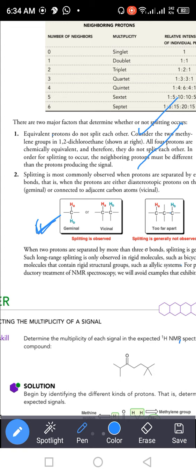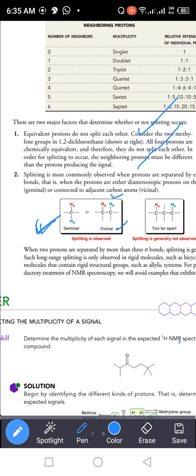Same is the case in the vicinal. Vicinal splitting is observed. What is vicinal? Vicinal means vicinity. Two carbons which are in vicinity with each other have protons, and these 2 protons have chemically different environments, so they will split one another. HA proton will split HB and HB proton will split HA protons.